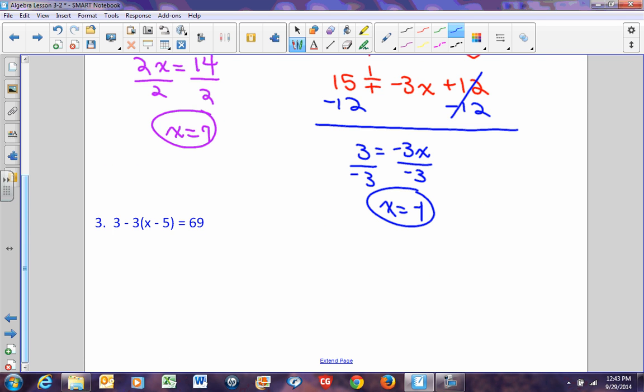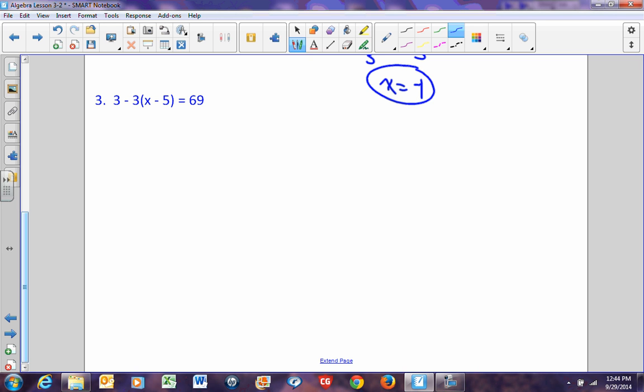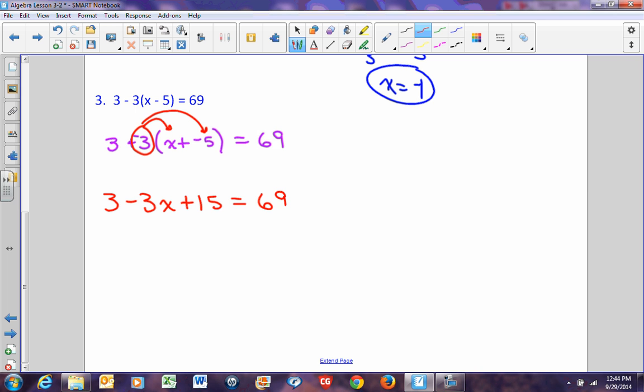Let's look at example 3 here. Example 3, again, more negative signs. If you're afraid you're going to mess them up, it might be a good idea to rewrite this as 3 minus 3, parentheses, or plus a negative 3 for some of you, parentheses, x plus a negative 5 equals 69. That way you don't lose any of your negative signs. Now when I take this negative 3, sign goes with number, and distribute it, I'm going to get 3. Negative 3 times x is negative 3x. Negative 3 times negative 5 is positive 15 equals 69.